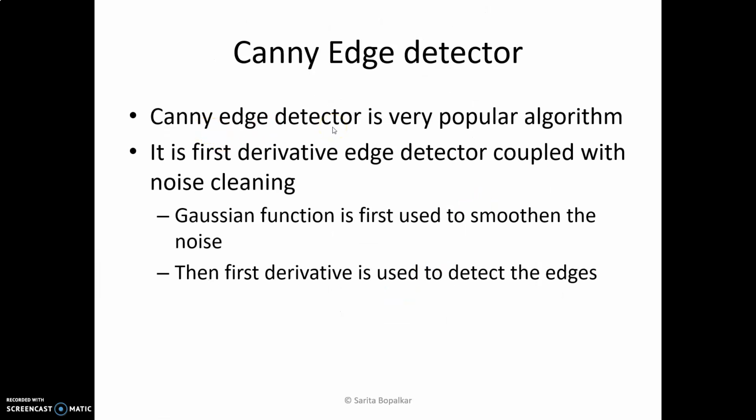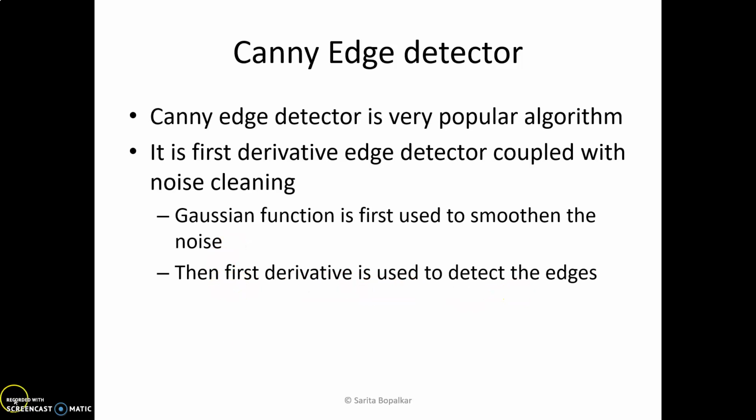Canny edge detector. The Canny edge detector is a very popular algorithm for edge detection. It is a first derivative edge detector coupled with noise cleaning. The function is the same as the Laplacian of Gaussian. The concept is that first we clear the noise by applying the Gaussian filter, and then we apply the edge detector. Instead of the Laplacian, in the Canny edge detector we are applying the first derivative. So the Gaussian function is first used to smoothen the noise. That means we are convolving our image with the Gaussian filter, and then we will apply the first derivative to detect the edges.